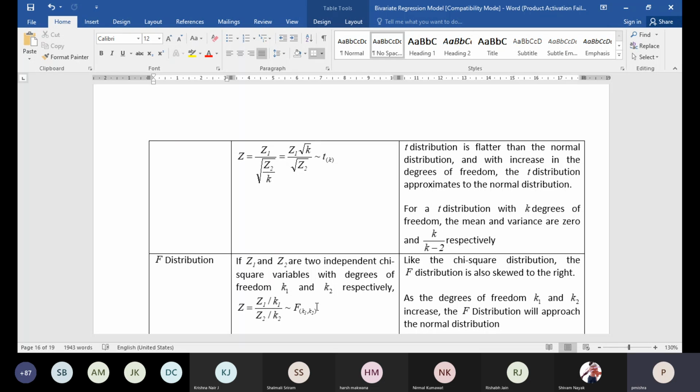So how to set the hypothesis, then how to derive the test statistics and their corresponding distributions, and how to carry out the statistical test. These are the three aspects that we are going to discuss in tomorrow's class.